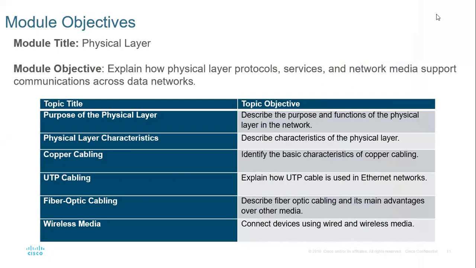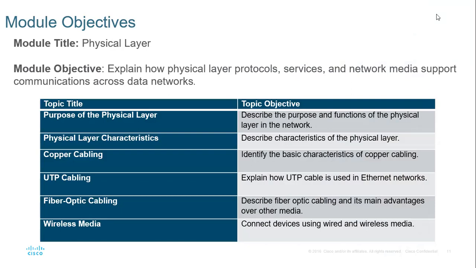So what are the topics and topic objectives we are going to cover in this session? First one is the purpose of the physical layer. The topic objective is to describe the purpose and functions of the physical layer in the network. Physical layer characteristics: describe the characteristics of the physical layer.